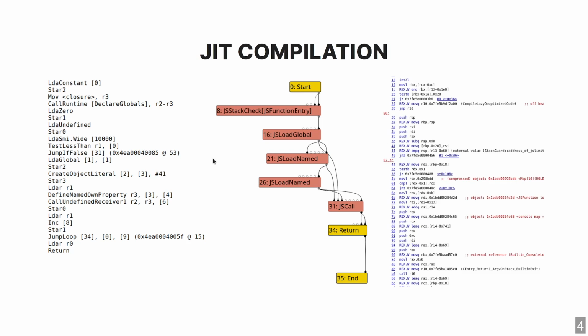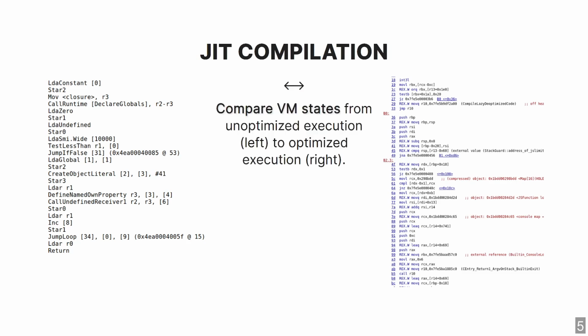And as I mentioned, there is JIT compilation, which takes the bytecode, translates it through various intermediate representations and applies all kinds of optimization, and translates it to native machine code. And our approach compares VM states from unoptimized execution to an optimized execution of the same program.